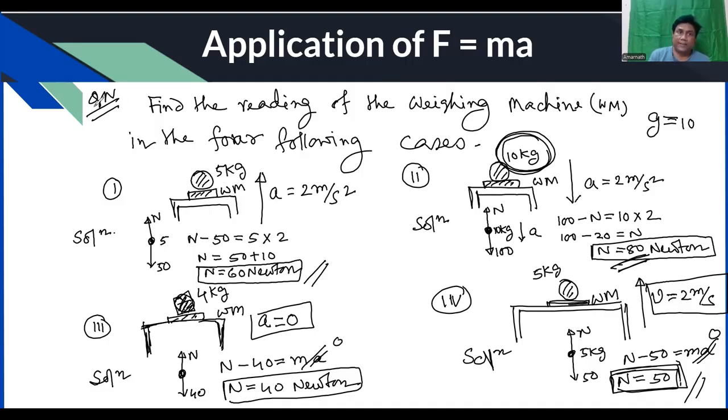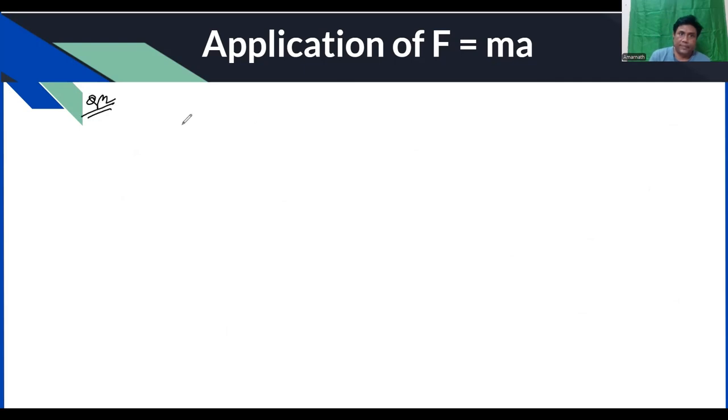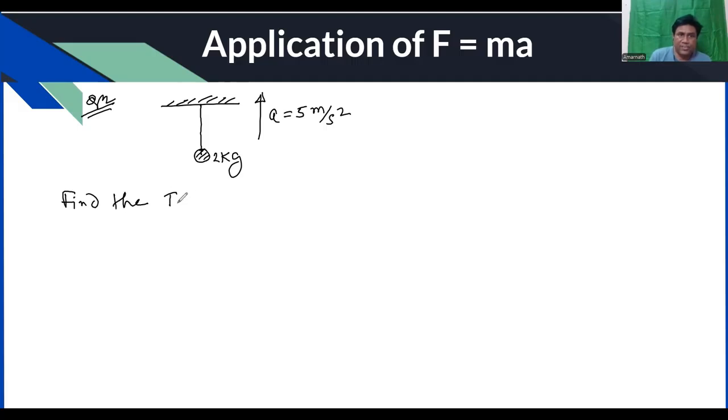Good. Let us change the flavor. Say this is a ceiling, okay? You can say the ceiling of the lift only, okay? Say this is a thread and this is a 2 kg block, okay? But the lift is accelerating up, okay? So the lift is accelerating up by 5 meter per second square, okay? Now my question is, find the tension on the thread.